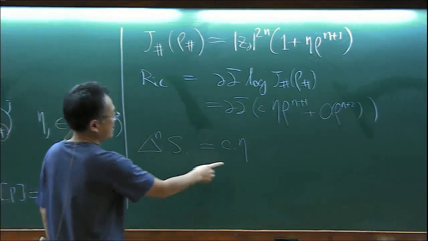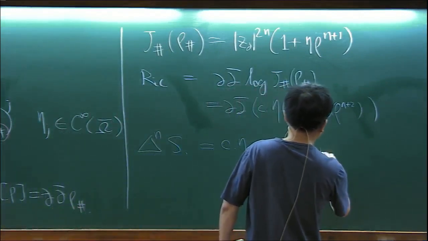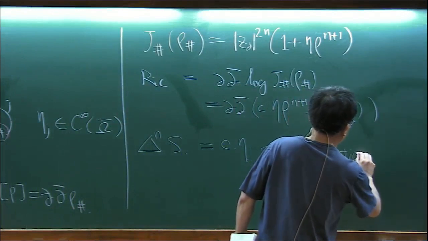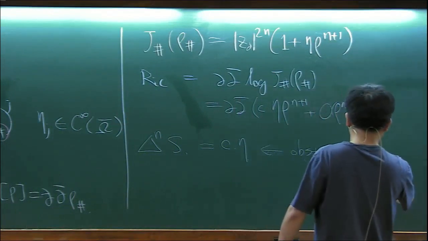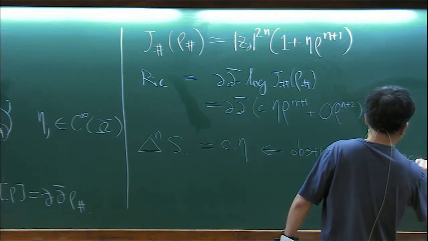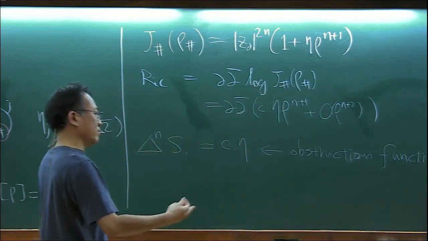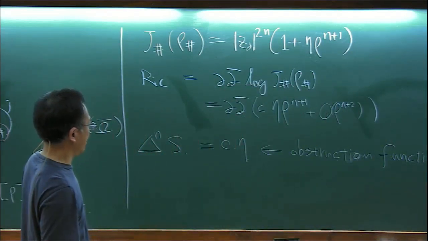So this is called the obstruction tensor. Obstruction. This is not a tensor, maybe a function. Usually called the Fefferman-Graham function, the Fefferman-Graham obstruction, this thing.